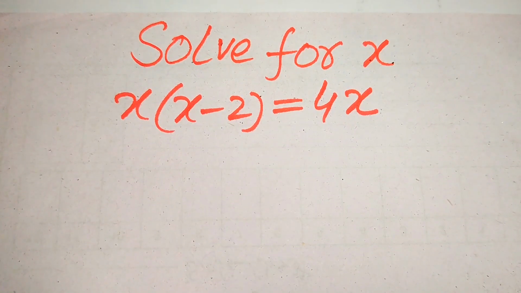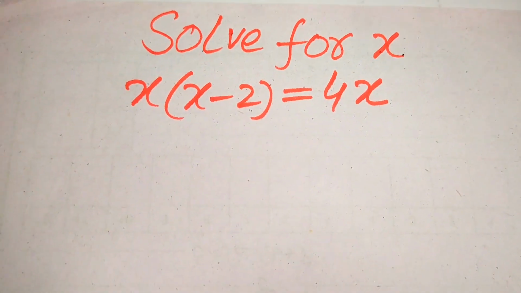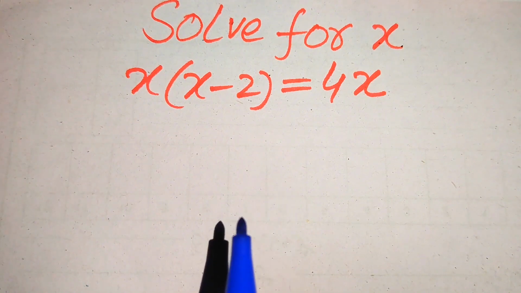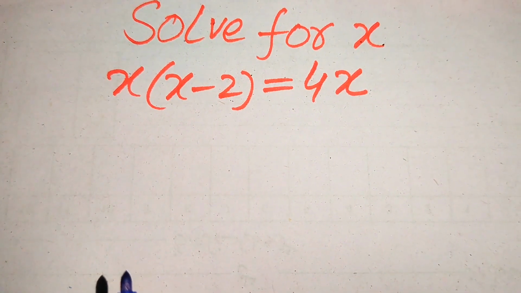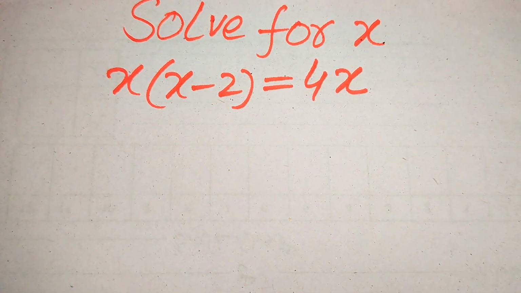Hello everyone, how do we solve this problem for the values of x if we have x times (x minus 2) equals 4 times x, and we solve this problem for all the values of x. Here, first we find all the roots of this equation, and at the end we will verify which of the roots are solutions of this equation and which of the roots are extraneous roots.